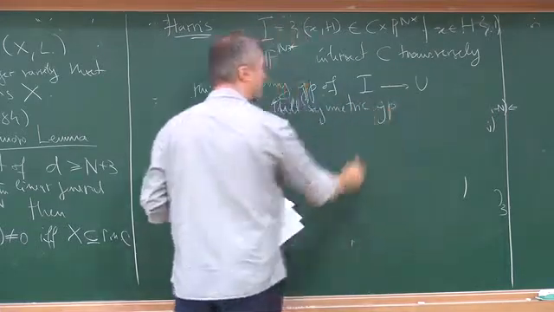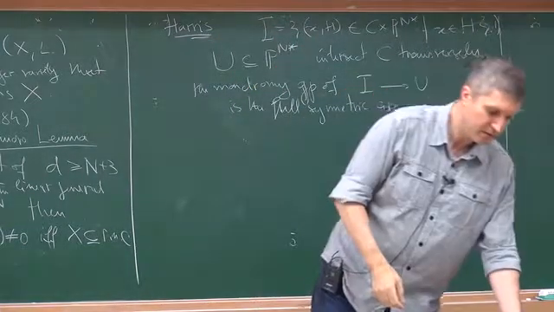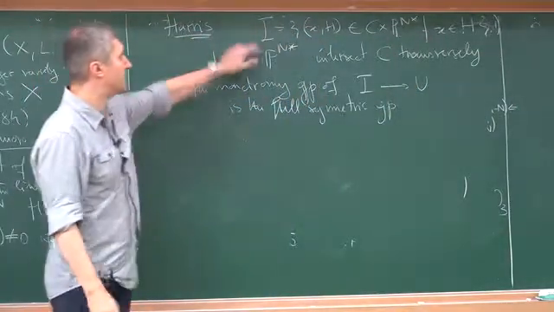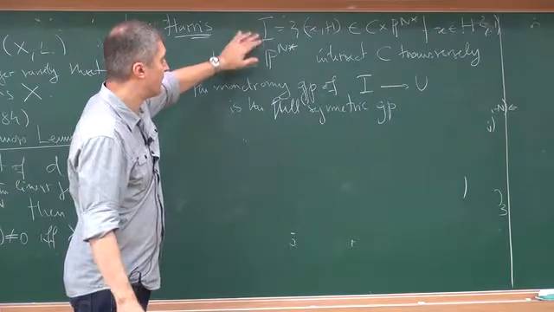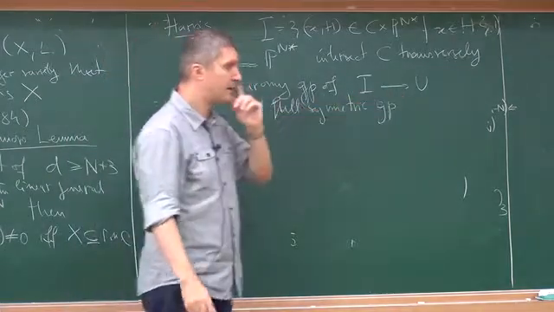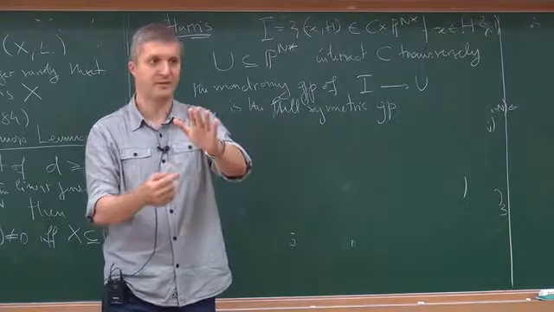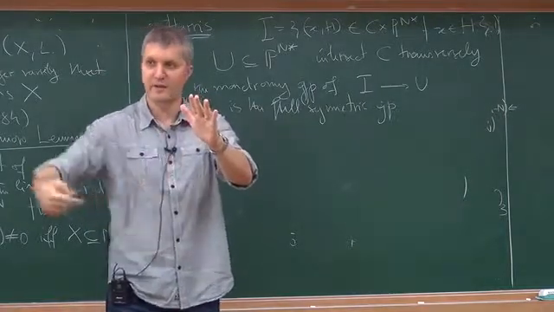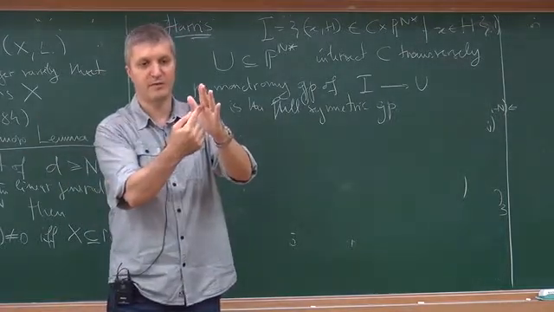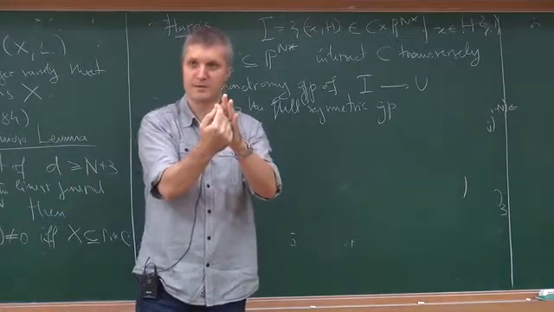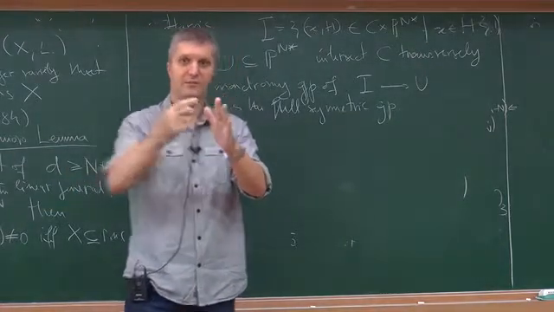What does it mean? This is equivalent actually to the irreducibility of I. But what does it mean geometrically? It means that if you take a loop of hyperplanes, you start from a hyperplane section, you take a path, and you return to this hyperplane section, then you get a full symmetric group.